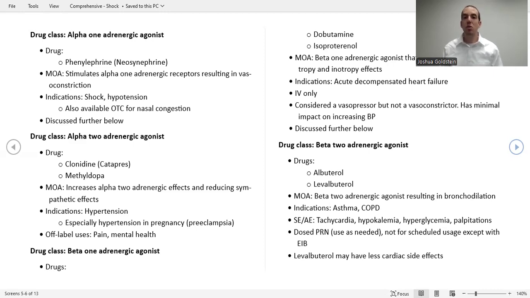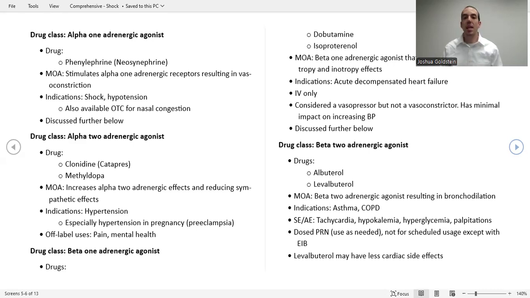Next, I'm going to skip ahead to the drug class that says beta-2 adrenergic agonist. This is albuterol, very common, very well known. Levalbuterol is another version of this. How does this work? It activates beta-2, and we already said beta-2 causes bronchodilation, so that's a good thing. What do we use it for? Asthma, COPD. You may also see sometimes we use albuterol for patients having respiratory issues related to allergic reactions.